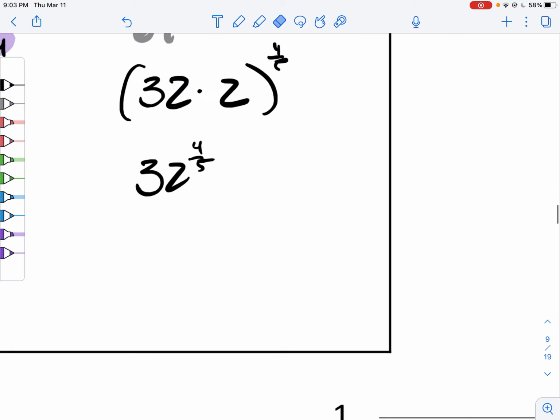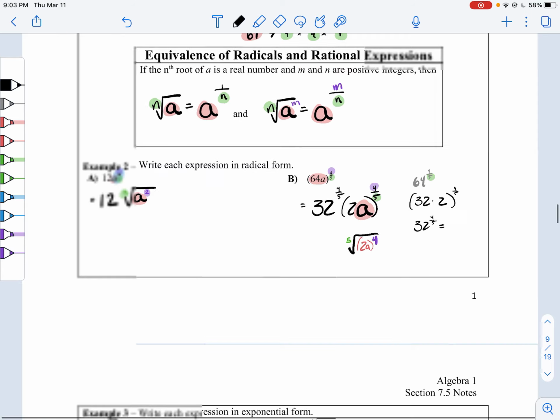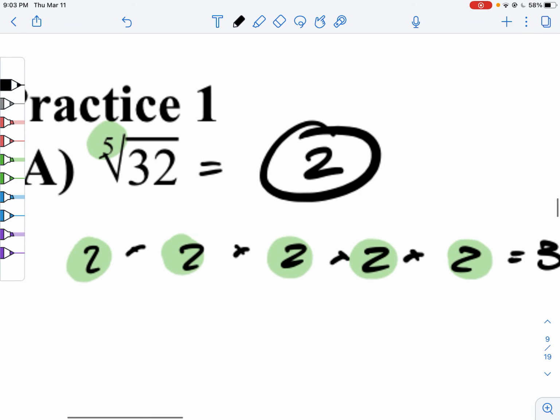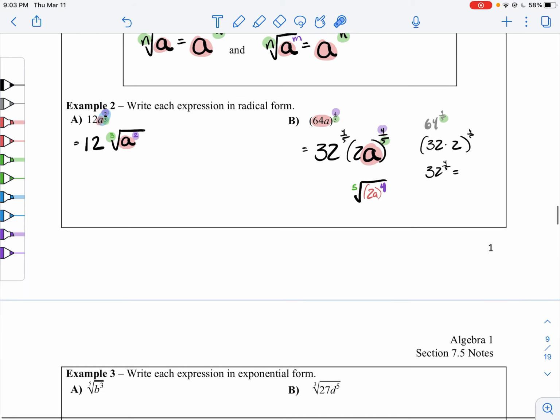Gross, that was so gross. Okay, anyway, the 5th root of 32, did we find that earlier? We did. Look how convenient that is. We know the 5th root of 32 is 2.